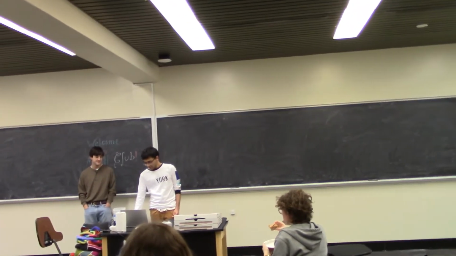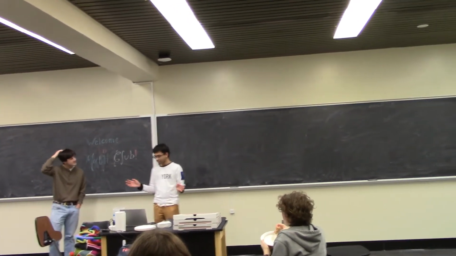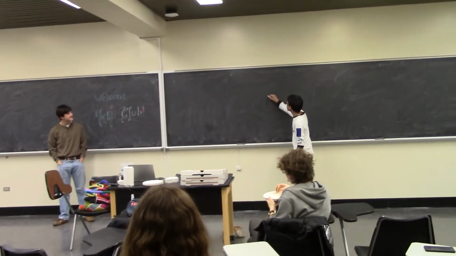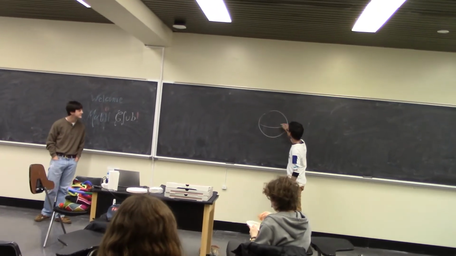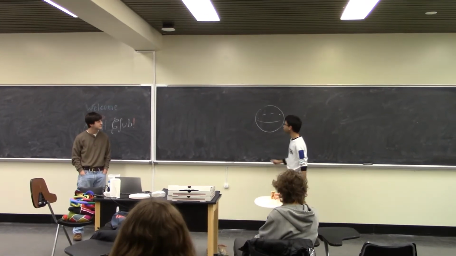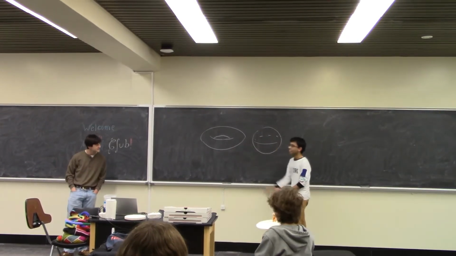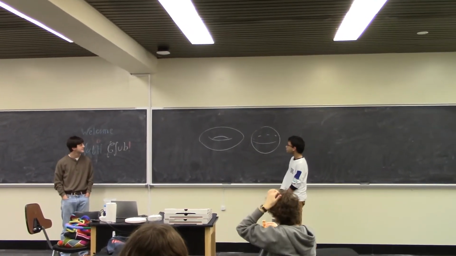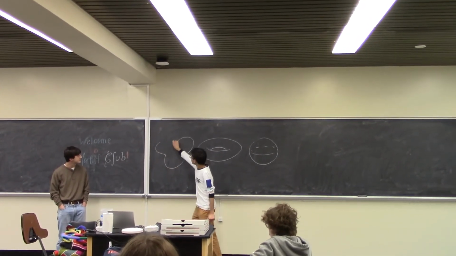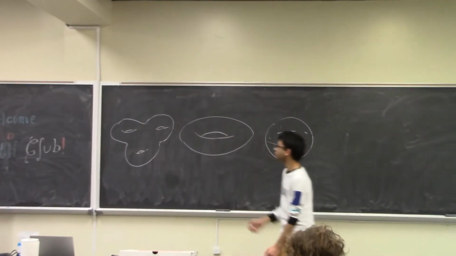First we need to talk about what surfaces are. A surface is just a space where locally it looks two-dimensional. For example, a surface could be the surface of a sphere. Another example of a surface is the surface of a donut, a torus. And another example is a three-hole donut.